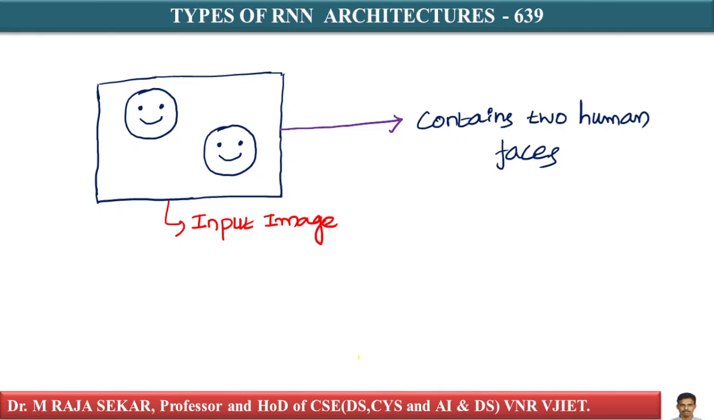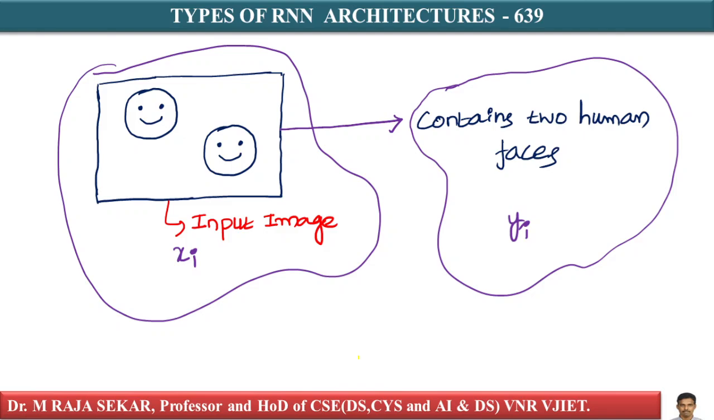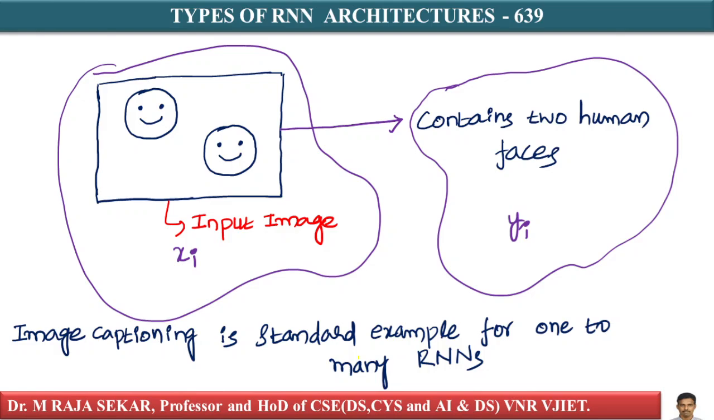This is your input image. Let's say the output would be: contains two human faces. This is basically a sentence. So your output, your yi, is a sequence, or basically a sentence. In this case, your input is just one data point. It's not a sequence. It's called one-to-many. Image captioning is a very standard example for one-to-many RNNs.